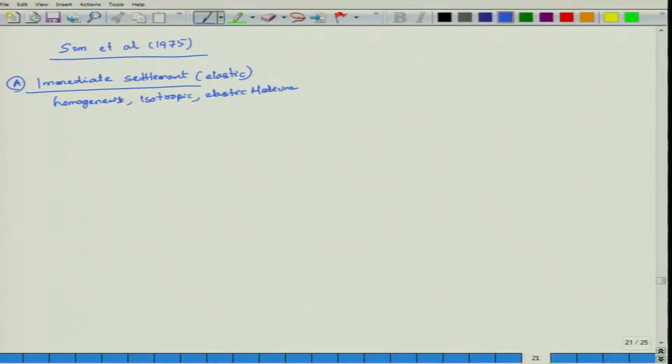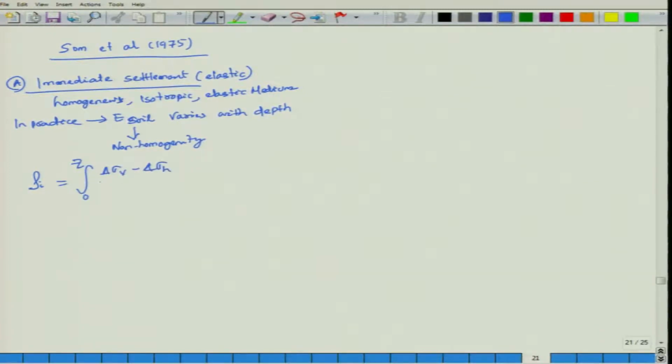So, in practice what happened? In practice, E of soil varies with depth. What does it mean? If I say E of soil varies with depth, that means it is non-homogeneity. So, immediate settlement rho I is equal to integration of 0 to z of (delta sigma V minus delta sigma H) divided by E, into dz.